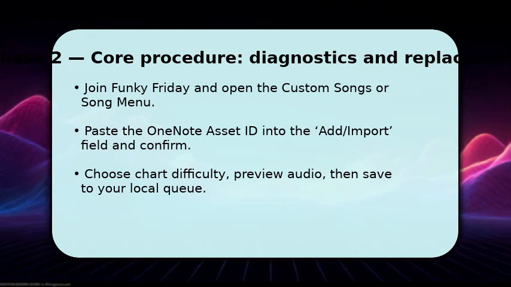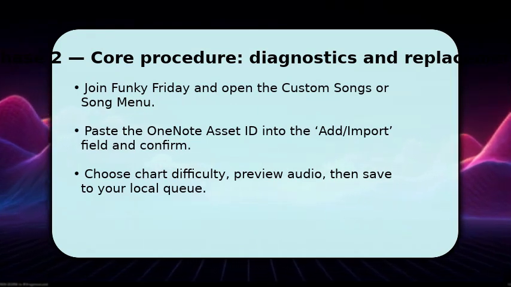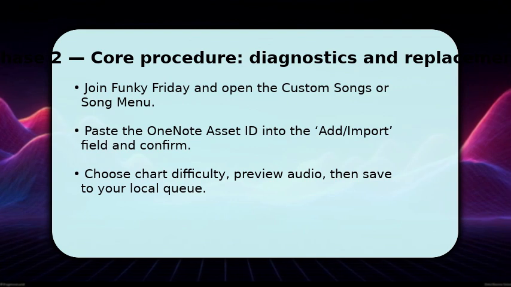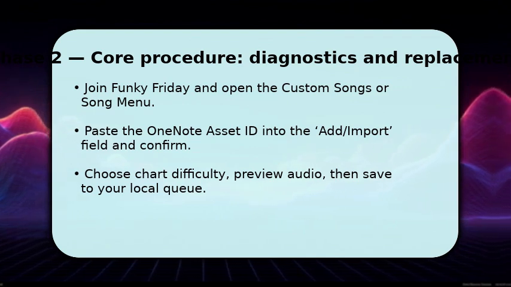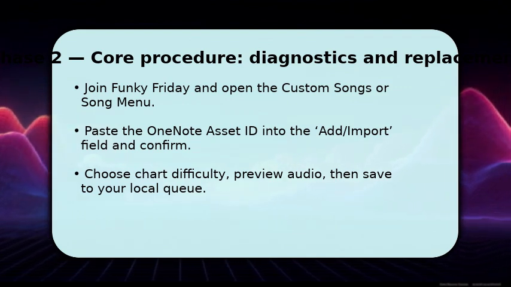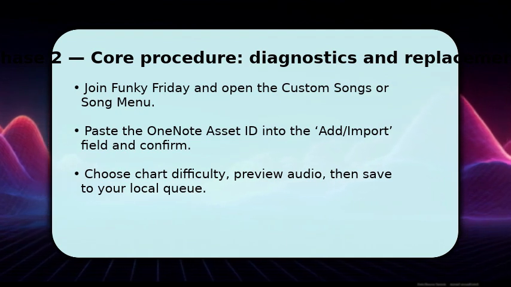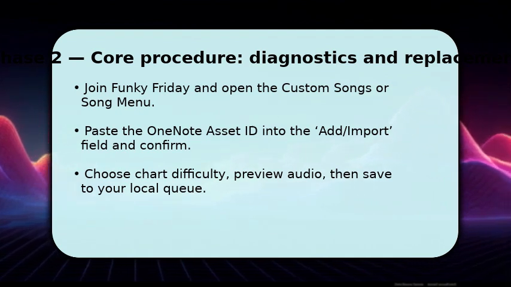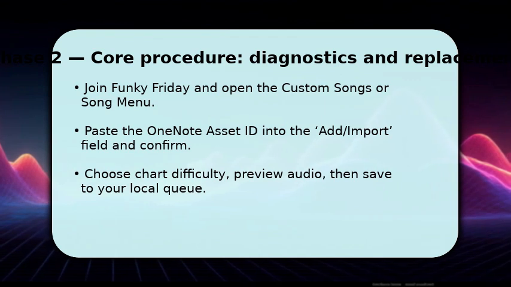You join Funky Friday and go straight to the custom songs or song menu. Some versions hide it under settings, so look for Add Song or Import. Paste the numeric asset ID into the import field, then hit Confirm. The game fetches that audio and generates a preview.